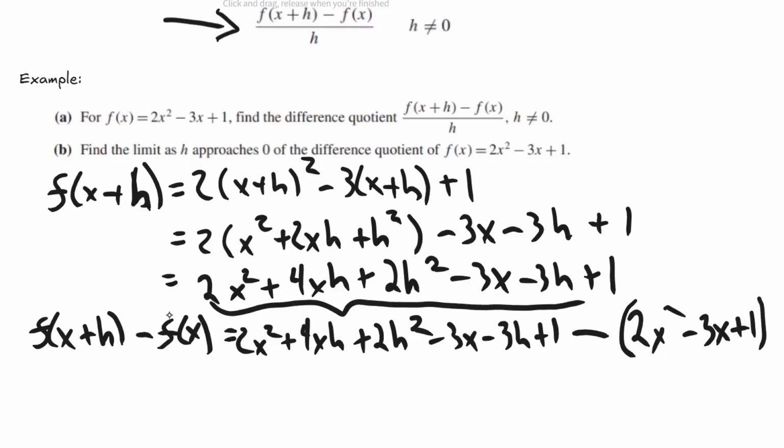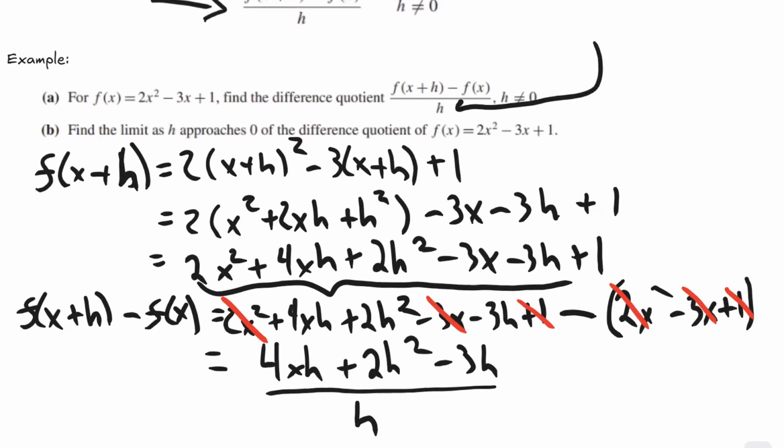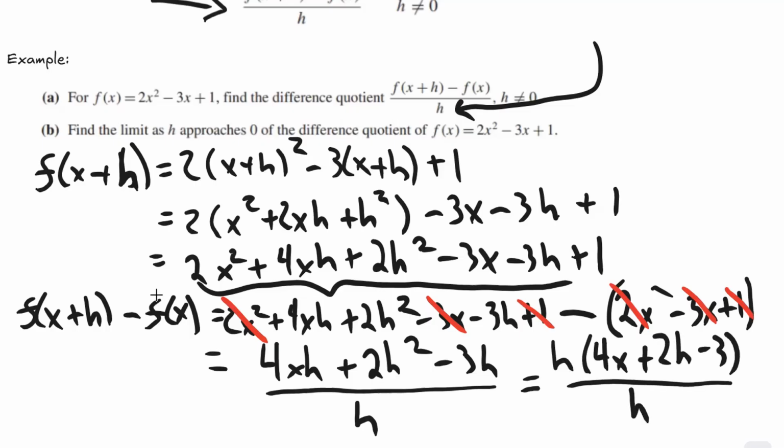Then you can see some things start to cancel. If I subtract a 2x squared, it's going to cancel with this one. If I subtract a negative 3x, it would make it positive 3x, so it's going to cancel with that other one. And then subtracting 1 is going to cancel the 1's right there. So if we simplify this down a little bit, minus 3h all over h. Remember, we did not write the denominator of the difference quotient yet. Now notice each term in the numerator has an h, so if we factor an h out, and that's going to cancel with the h in the denominator.